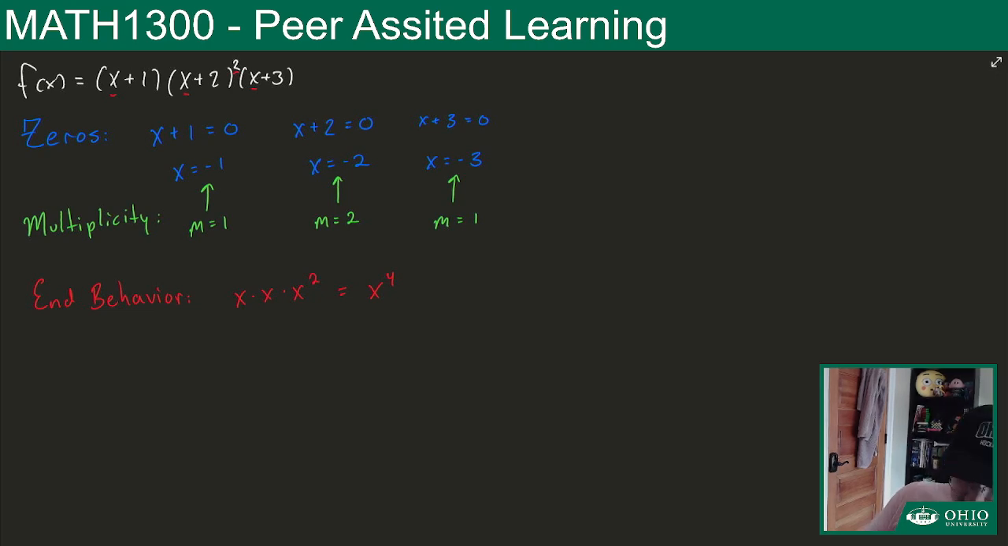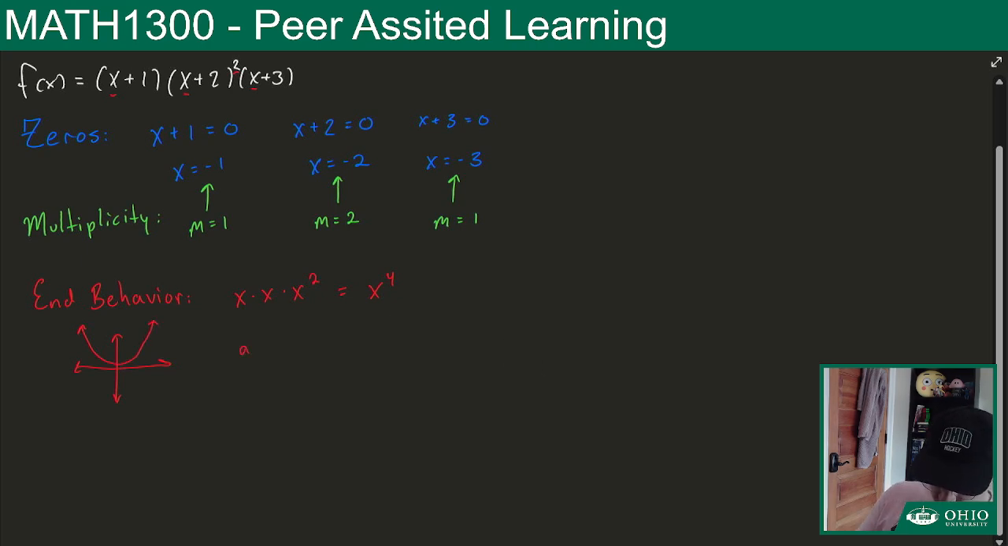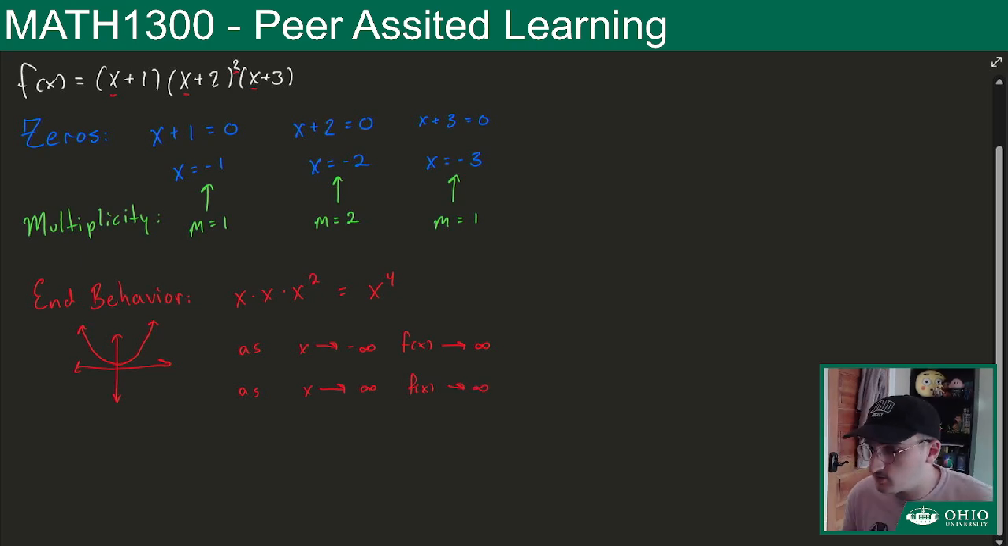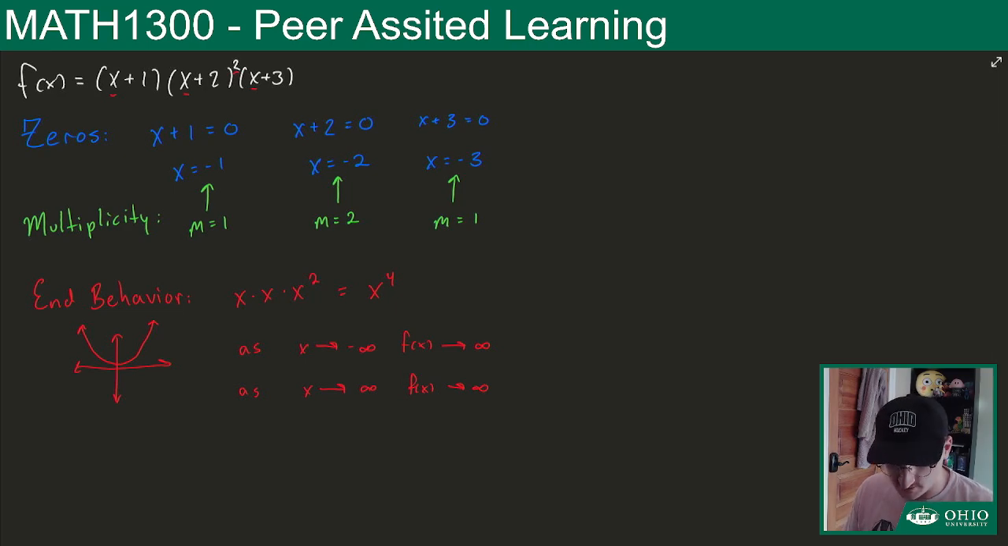And so what that implies for end behavior is a shape like this on the graph, a U shape. More concretely, I could write that as x approaches -infinity, the function approaches +infinity, and as x approaches +infinity, the function approaches +infinity. And so my whole polynomial function is actually going to mirror this.